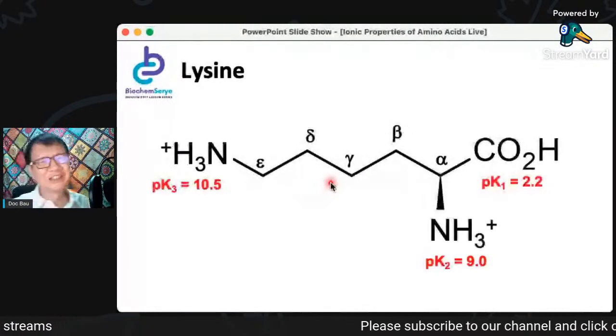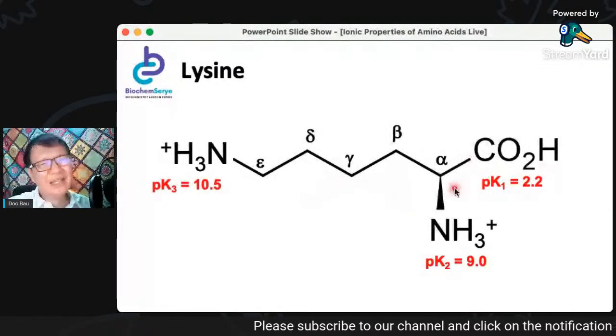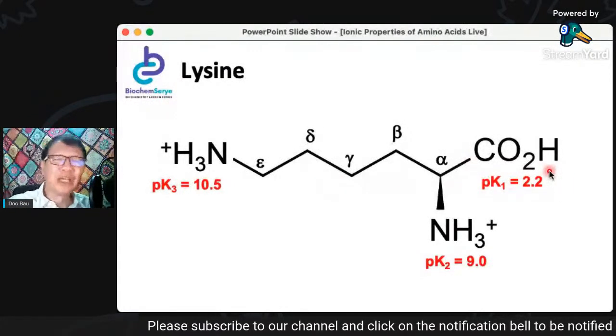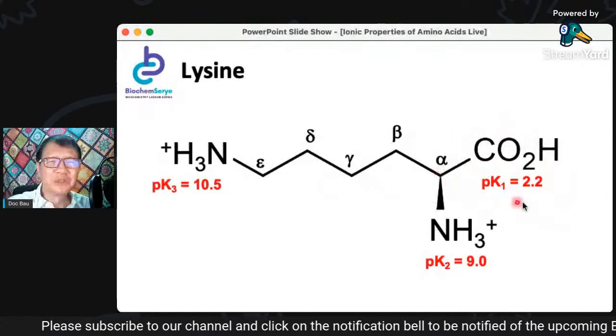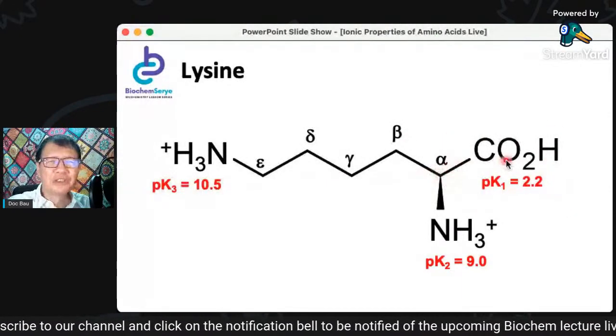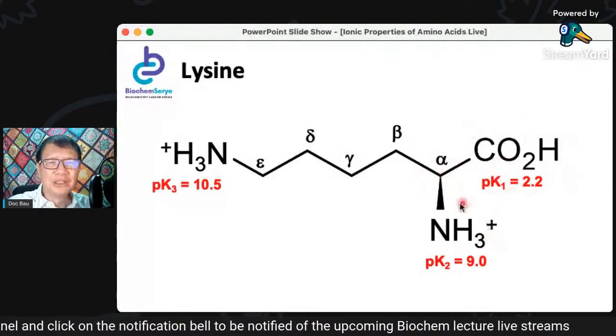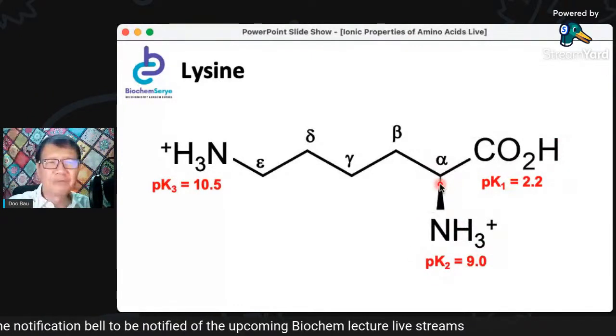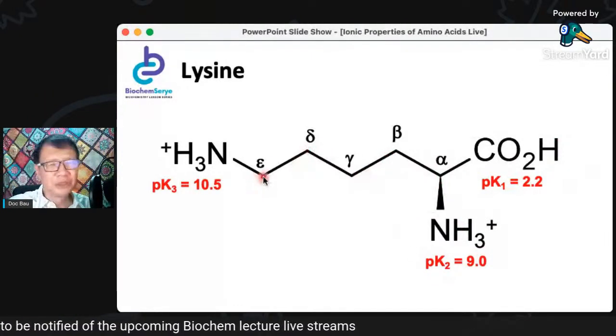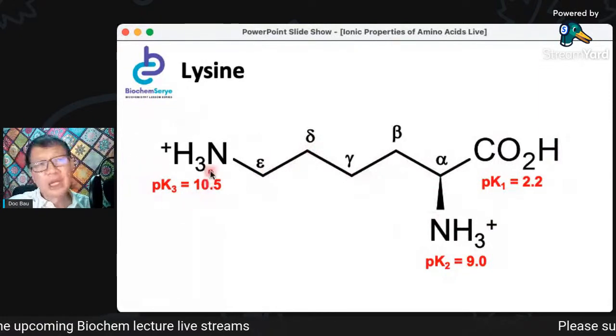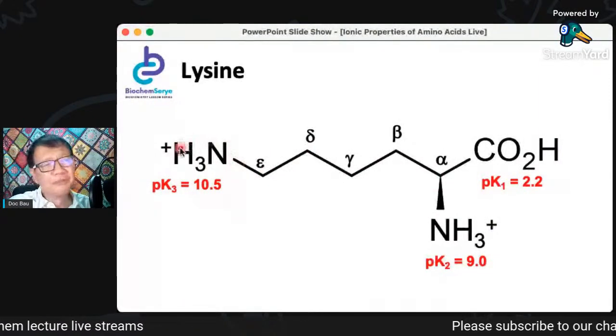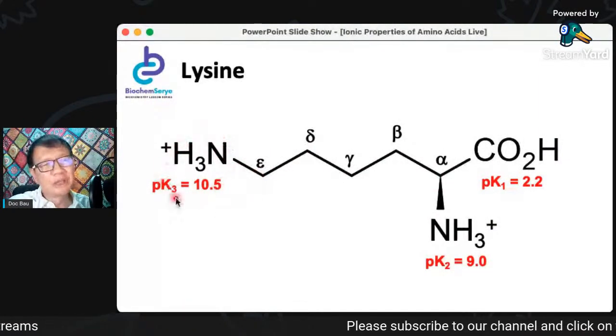Okay, this is your lysine. I am sure you can recognize the functional groups. This is your alpha carbon, this is your alpha carboxyl, this is your alpha amino, and then alpha, beta, gamma, delta, epsilon. So the third functional group for lysine is your epsilon amino.